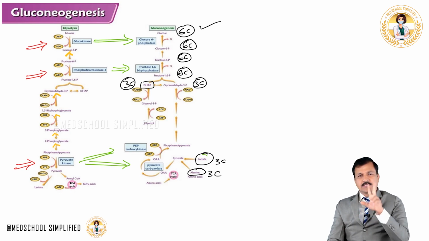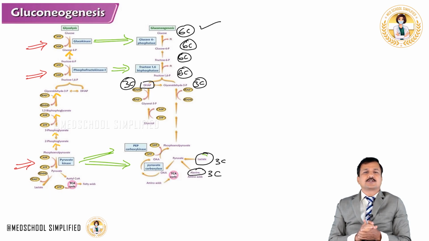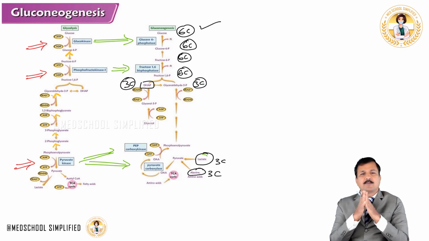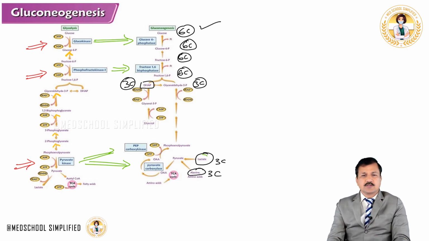Or it can be done as 2 lactates going through the reactions 2 times up to glyceraldehyde 3-phosphate, and then dihydroxyacetone phosphate and glyceraldehyde 3-phosphate combine and make glucose. So that's another way of doing it.